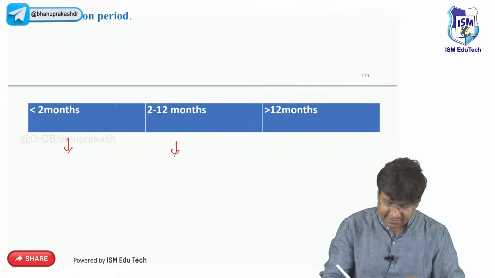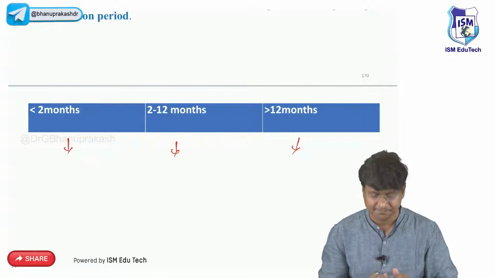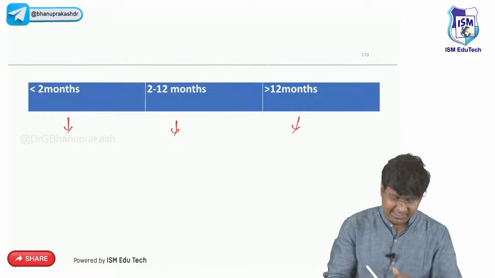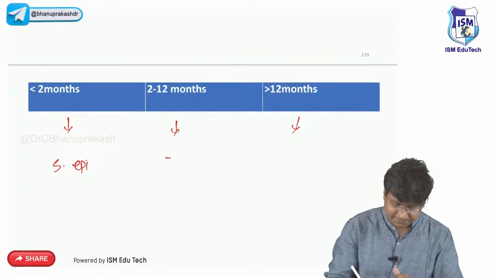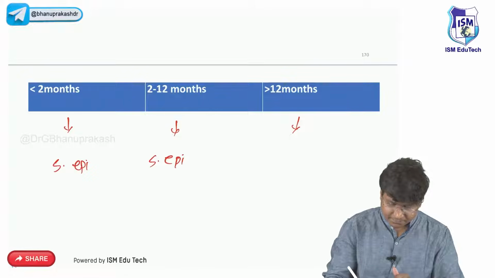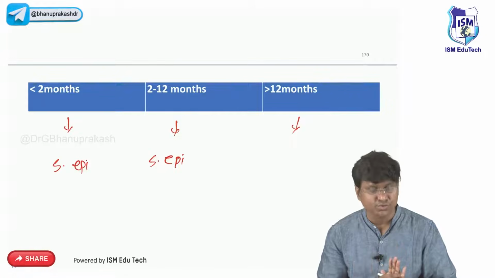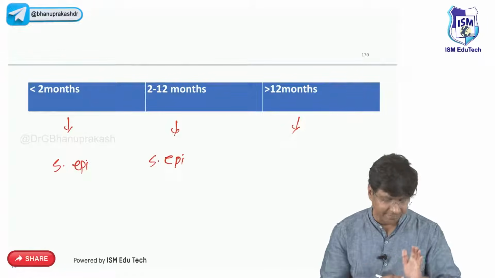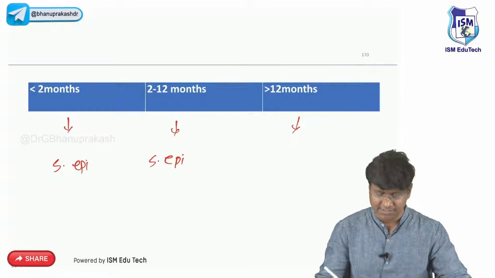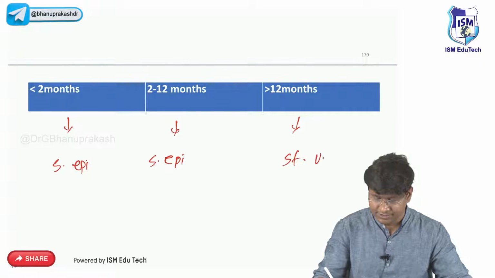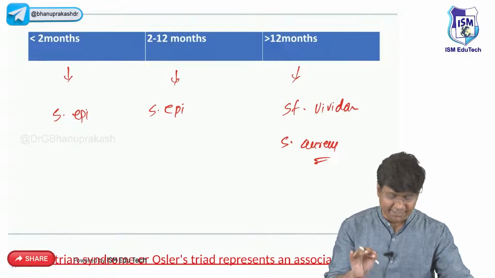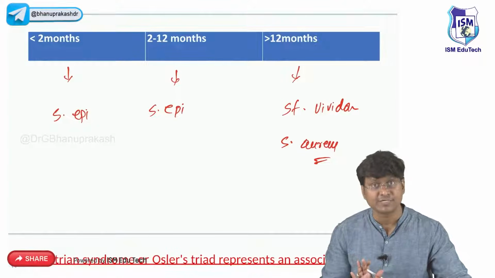Can anyone tell me what is the organism in less than 2 months? That is coagulase negative staphylococcus, that is Staph epidermidis. So less than 2 months as well as 2 to 12 months, the organism is the same, that is Staph epidermidis. Then beyond 12 months, you have Strep viridans, then you have Staph aureus.